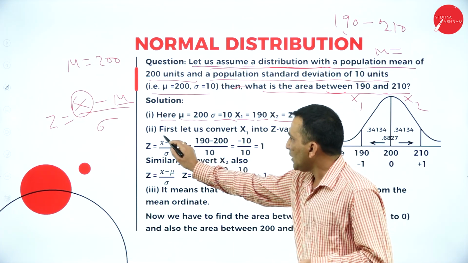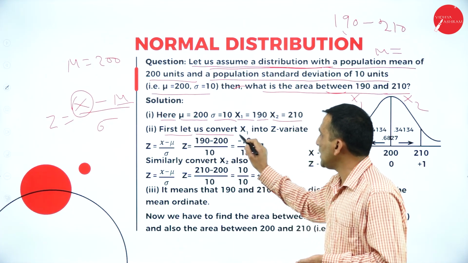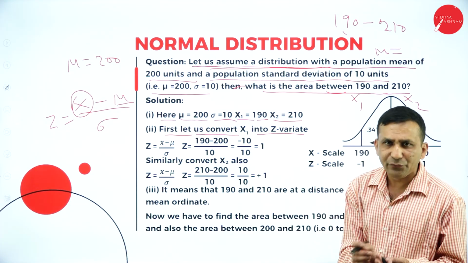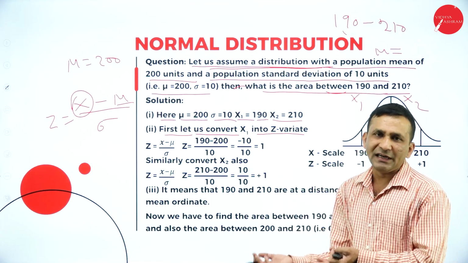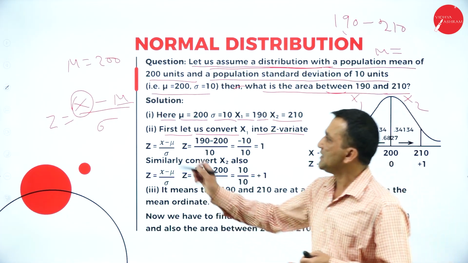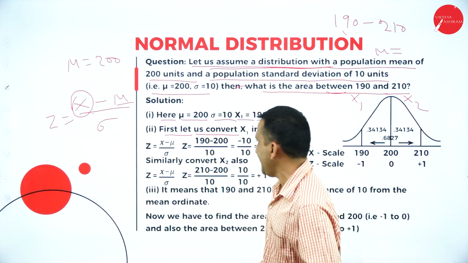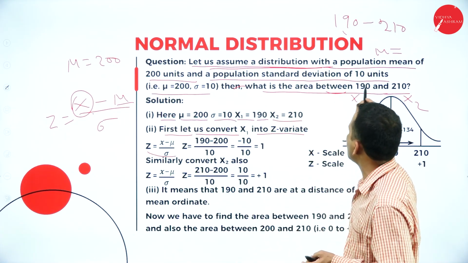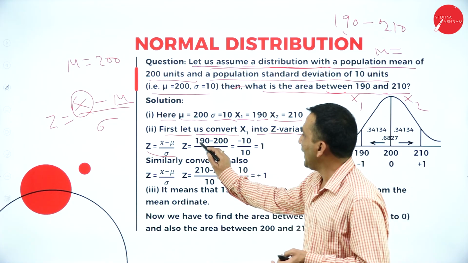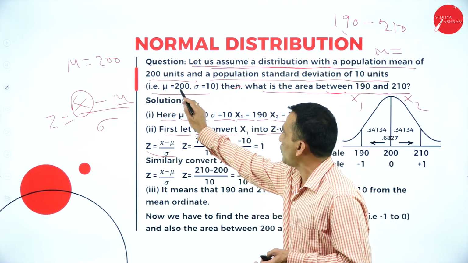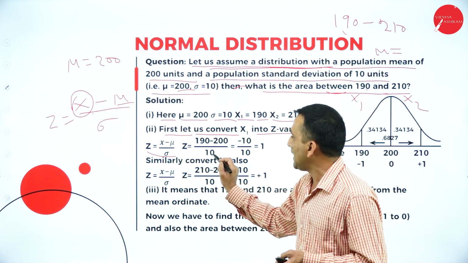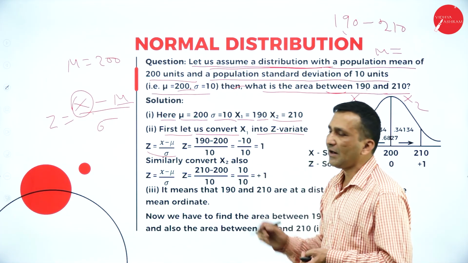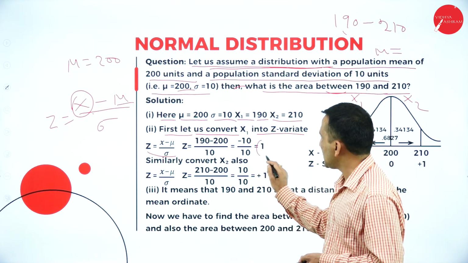And let us convert x1 into a Z variate. Z variate means we are converting a normal variate. So when we are converting a normal variate, we need to consider the formula. It's very important here, so I have written the formula. First we go for x1, 190. 190 minus the mu value, given in the question as 200, divided by the standard deviation, which we write as 10. If you subtract, we get minus 10 divided by 10. So here the answer will be minus 1.